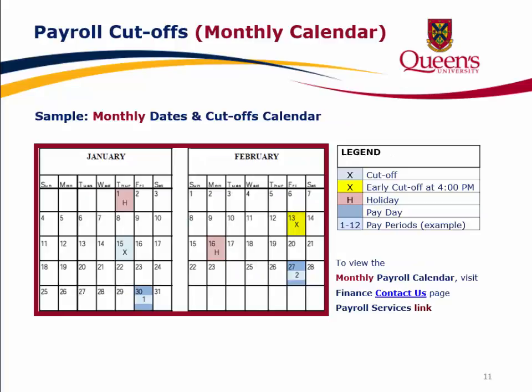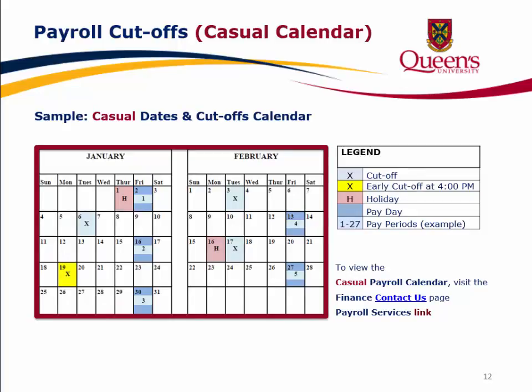Here's a sample of a monthly dates and cutoffs calendar for January and February. Notice the legend to the right. Looking at the February calendar, payday is February 27th, the second pay period of the year. To ensure the payee is paid on time, that is, on February 27th, since February 16th is a holiday, paperwork would need to be processed by February 13th. To view the monthly payroll calendar, visit the Finance Contacts Us page and view the Payroll Services link.